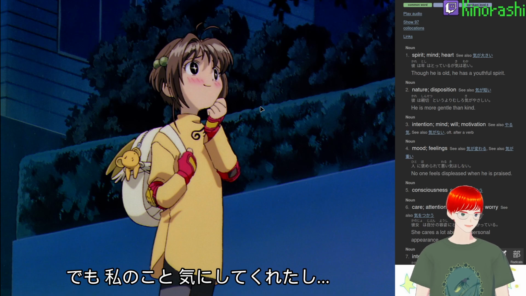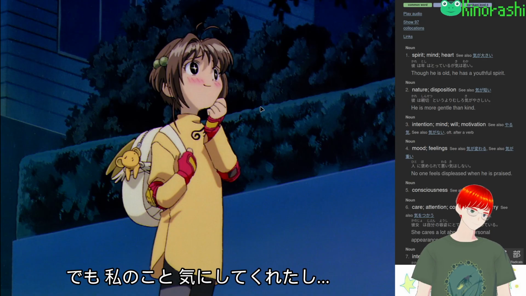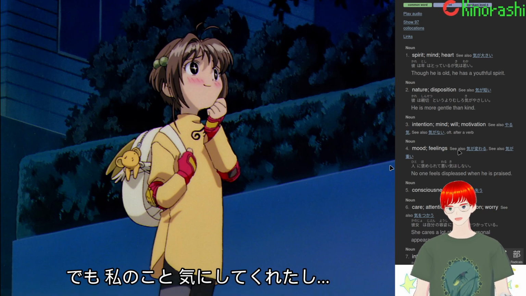The benefit of speaker. Okay. Shi, a sentence-ending particle used for listing reasons or providing explanatory context. It suggests that the fact stated is one of several reasons for the speaker's current attitude or feeling. It often translates to because, or 'and' in a casual sense. Demo, watashi no koto ki ni shite kureta shi.